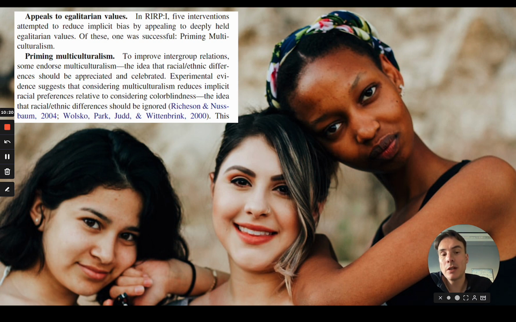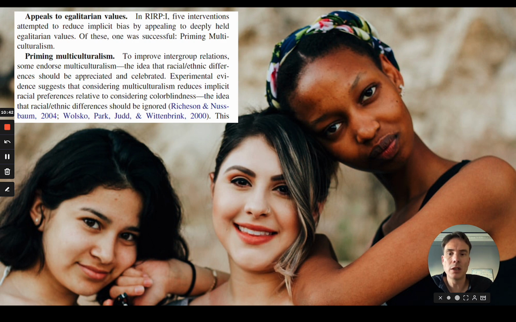Appeals to egalitarian values. This is often what universities do. It is very easy, right? So the fifth way to reduce bias is by appealing to deeply held egalitarian values. Think about what we did in part 1, value-based interventions. This is exactly the idea: priming multiculturalism to improve intergroup relations.